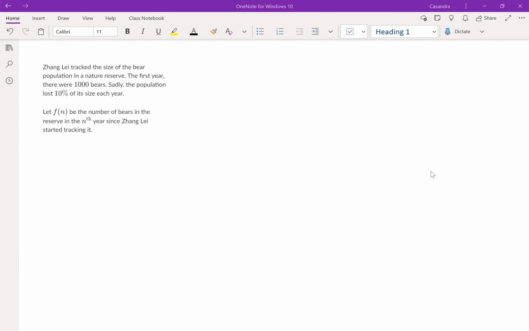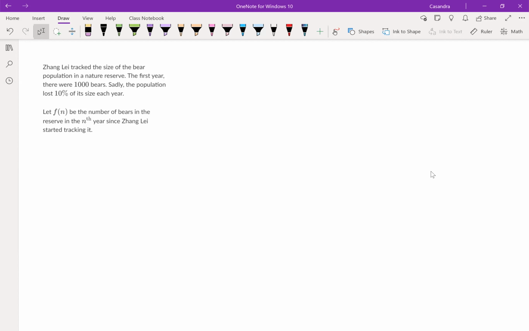The format here is a little bit different because I needed to go find specifically the type of question I was looking for. All right, so we have Tsang Li tracked the size of the bear population in a nature reserve. The first year, the population were 1,000 bears. So 1,000 bears in the first year. Sadly, the population lost 10% of its size each year. So they lose 10%, which means my multiplier, there were 100% of the bears, but then I lost 10% of them, which means I only have 90% left. So every time period, which in this case is a year, each year, I'll be multiplying the population by 0.9.